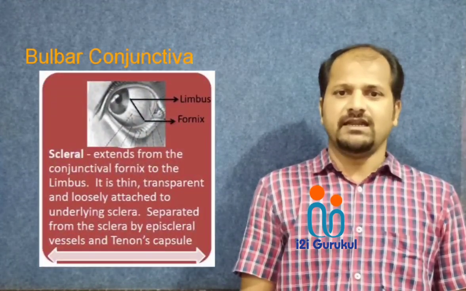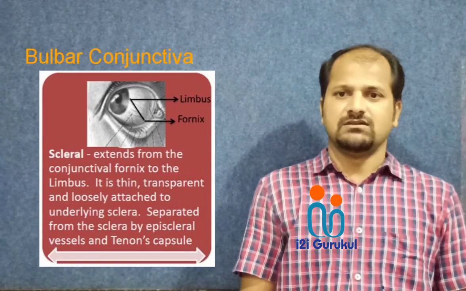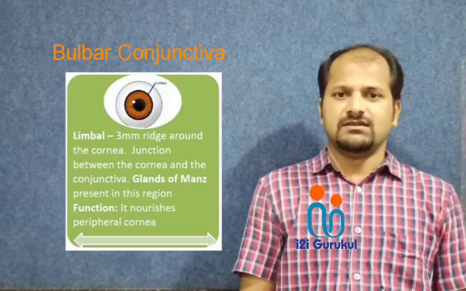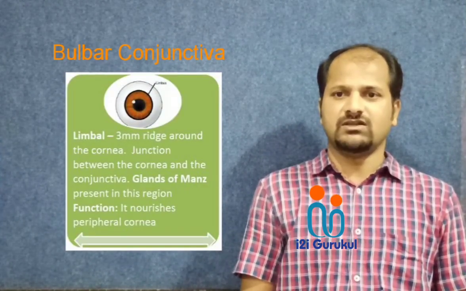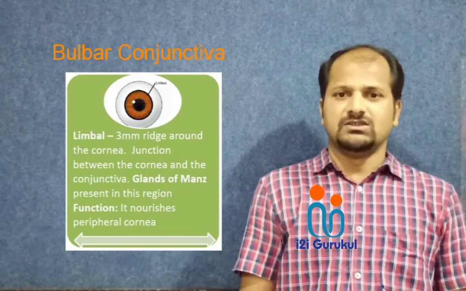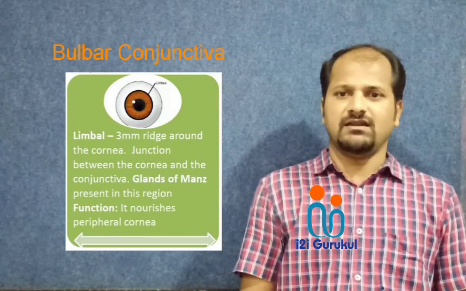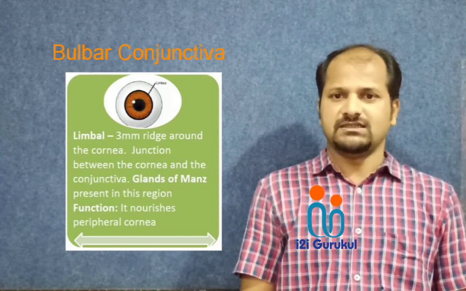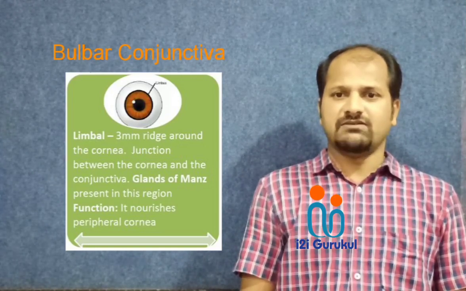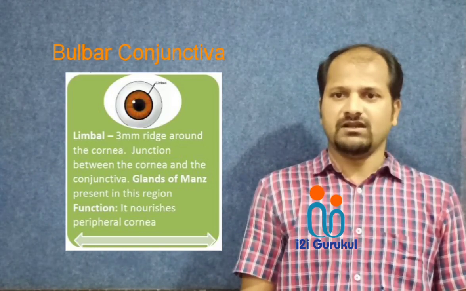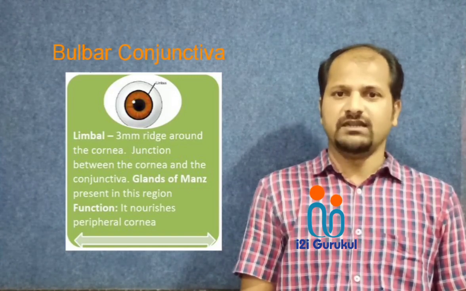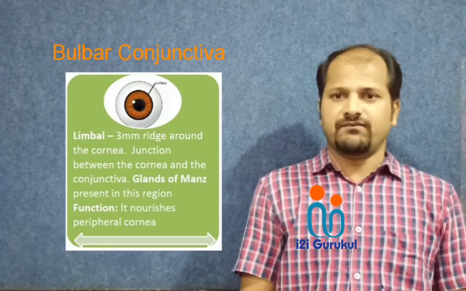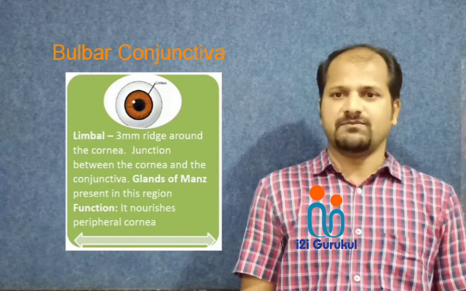The scleral part extends from the conjunctival fornix to the superior and inferior limbus. Limbal conjunctiva is a 3 mm ridge of bulbar conjunctiva around the cornea. It is the junction between the cornea and conjunctiva, and glands of Manz are present in this region. The limbal conjunctiva helps in nourishing the peripheral cornea and helps wound healing in the corneal layers. It has a meshwork and acts as a pathway for aqueous.